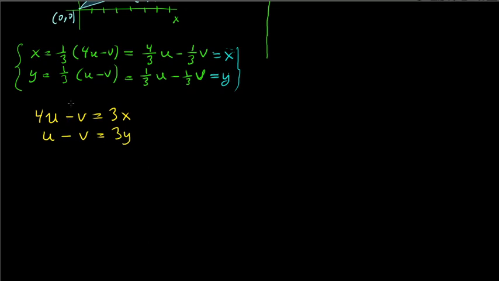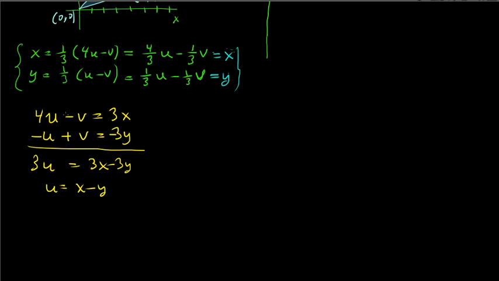And we can eliminate the v if we multiply the bottom equation by -1 and just add them together. That eliminates the v. We get 4u minus u is 3u, and that's going to equal 3x minus 3y. And now we can just divide by 3, so u is just x minus y. So this is the inverse relation.